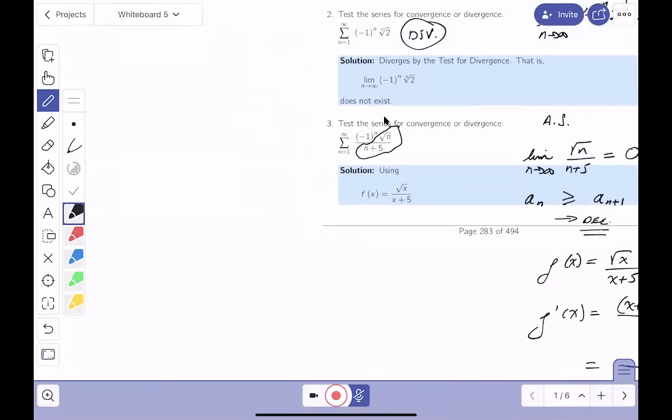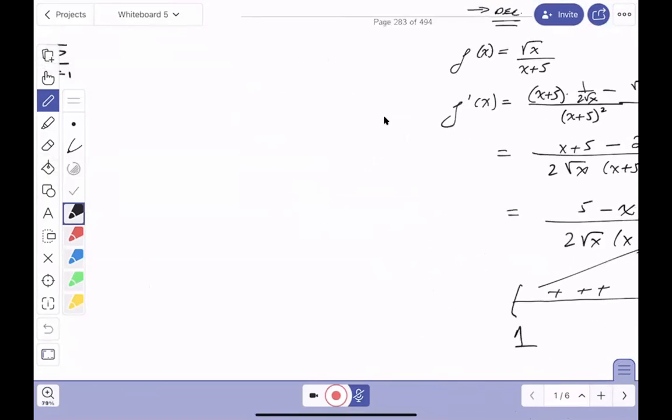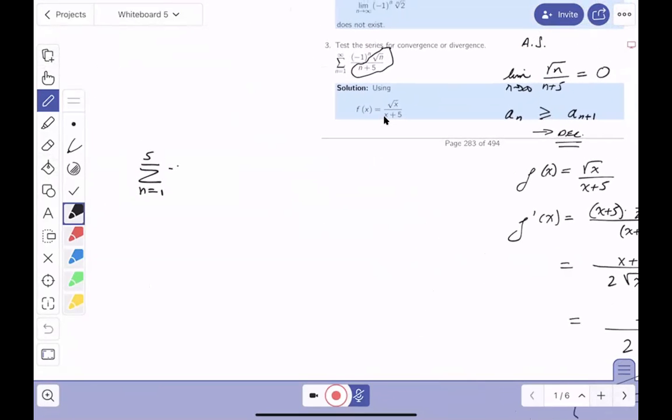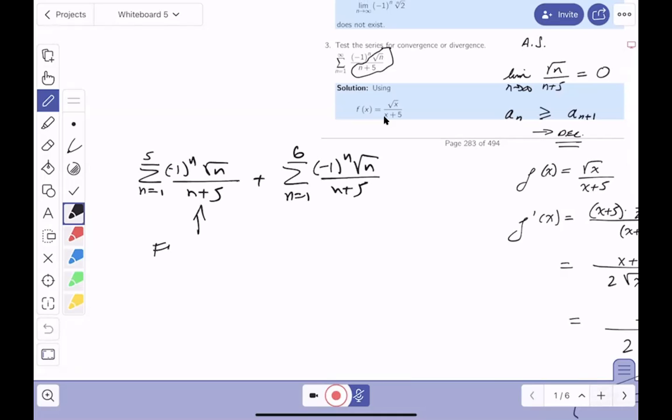I'll write this over here, and I've got to split it up. The sum from n equals 1 up to 5 of minus 1 to the n, root n over n plus 5, plus, by the way, I could have picked 4, but I'm going to pick 5 because I like that 5 number, the sum from n equals 6 on of minus 1 to the n, root n over n plus 5. The first thing is definitely a finite number. It's a finite number of terms. I could add that together, no problem whatsoever. I'm going to use the AST in this.